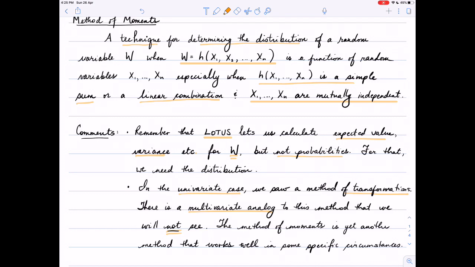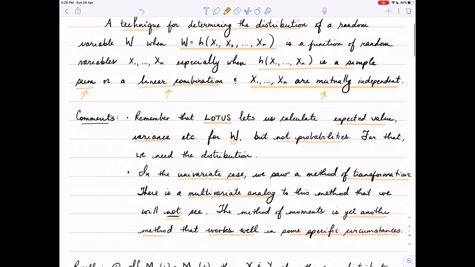So this method of moments is yet another way. It's not a method of transformations, but it is another method for determining a distribution of a function of random variables that works well in those specific circumstances we talked about just above here, where we have either a sum or in some cases a linear combination, and the variables are independent.